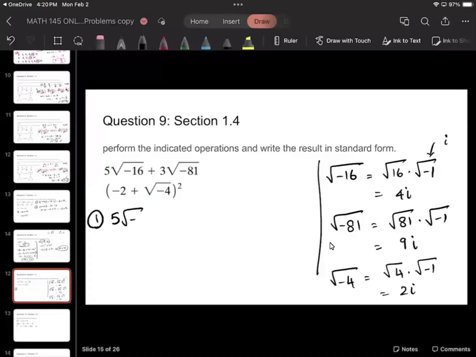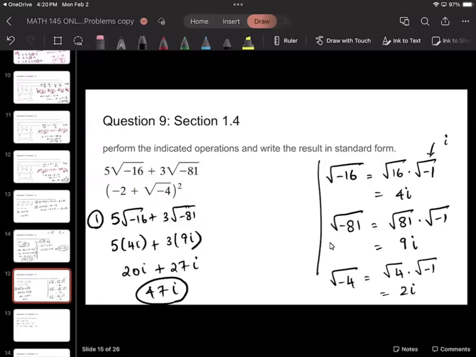So this one can be rewritten as 5 times 4i plus 3 times 9i, which is 20i plus 27i, and that is 47i is your answer.